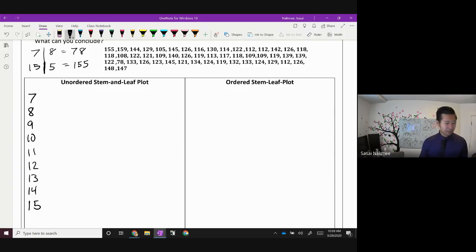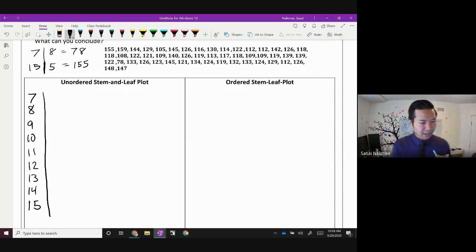Are you guys okay with that? That's going to be my stem, right? That's my numbers that I have right here. There. That's my number that's going to be on the right, and then everything I write to the right of that on the leaf will represent my data.